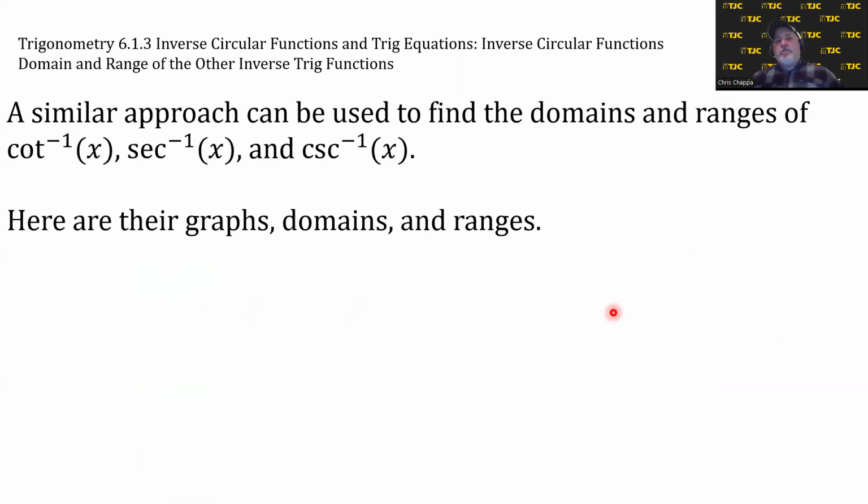Now, a similar approach can be used to find the domains and ranges of the other inverse trig functions, but we're just going to summarize them. Here are the graphs, domains, and ranges. There's a lot on this next slide.